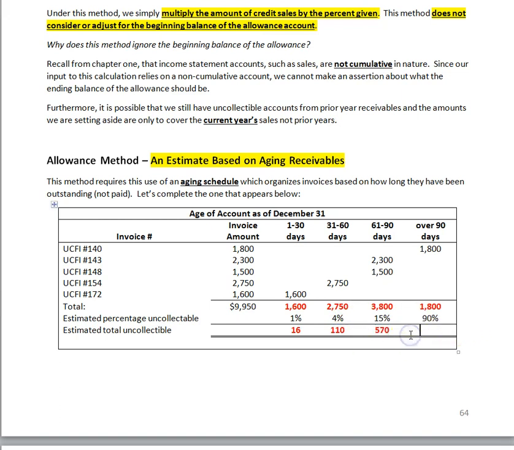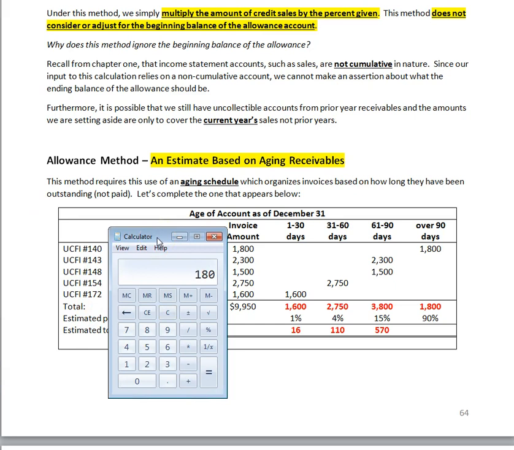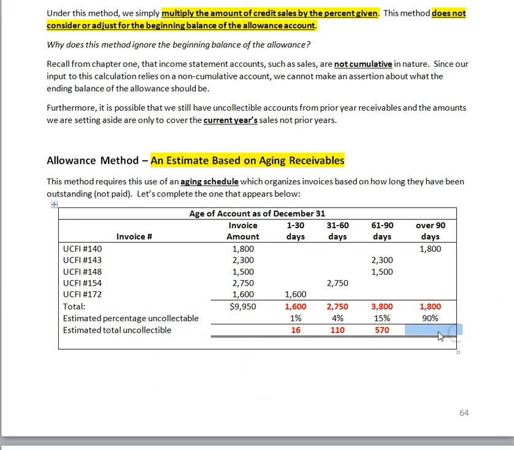3,800 times 15% is 570. Let me reinforce one thing. The last one, 1,800. If you're typing this in a calculator, you don't type... You've got to type in 0.9. You've got to move over the decimal place twice, right? 1, 2, 0.9. Then you get to the 1620, which we should see here.